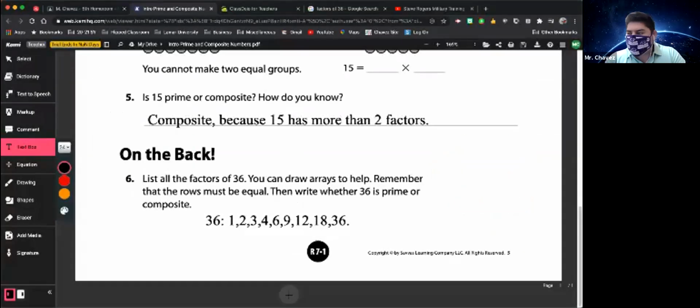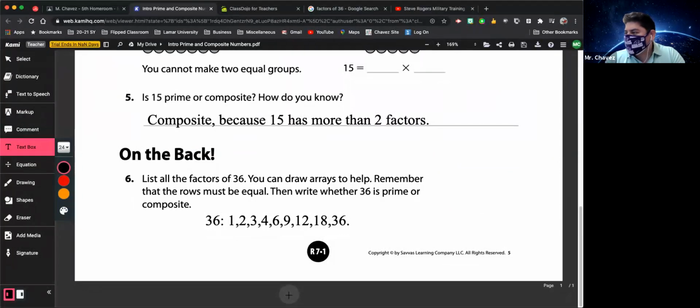For the last question we just worked on after our break, we had to list all the factors for 36. Here are the factors for 36 that we worked out: 1, 2, 3, 4, 6, 9, 12, 18, and 36. Remember, just use the text box and type in your answer for number 6. And like I said, always look at the class recording to be sure you turned it in.